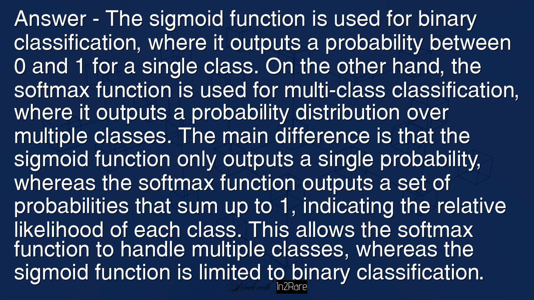On the other hand, the softmax function is used for multi-class classification, where it outputs a probability distribution over multiple classes. The main difference is that the sigmoid function only outputs a single probability, whereas the softmax function outputs a set of probabilities that sum up to 1, indicating the relative likelihood of each class. This allows the softmax function to handle multiple classes, whereas the sigmoid function is limited to binary classification.